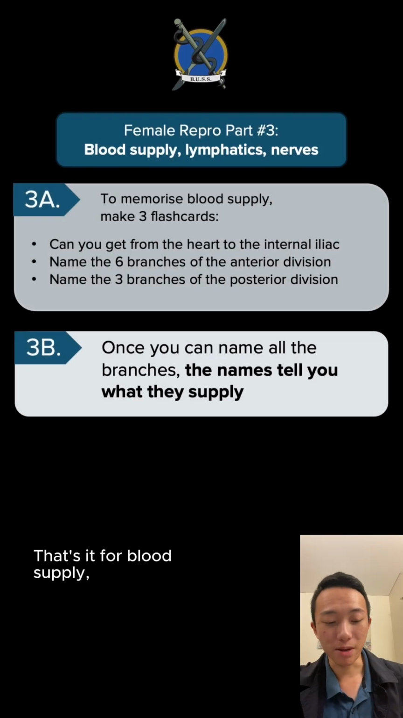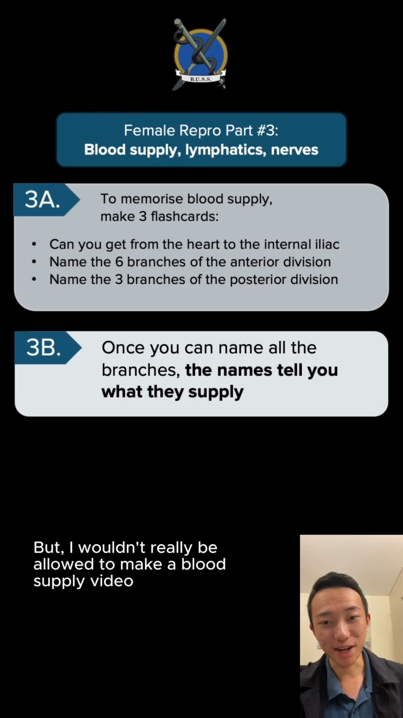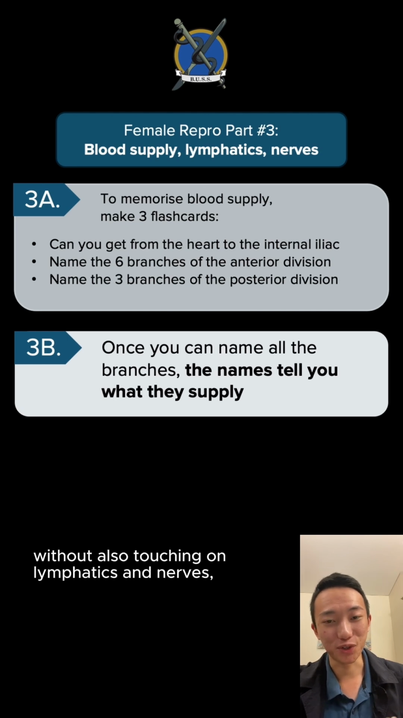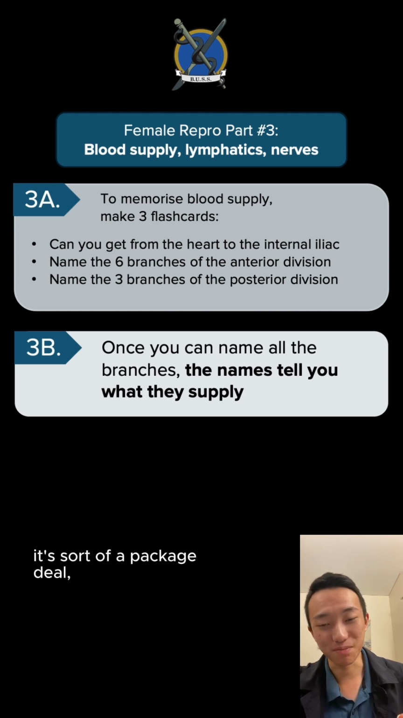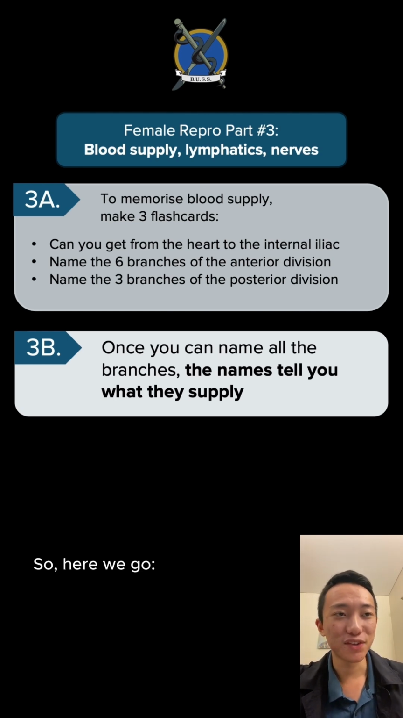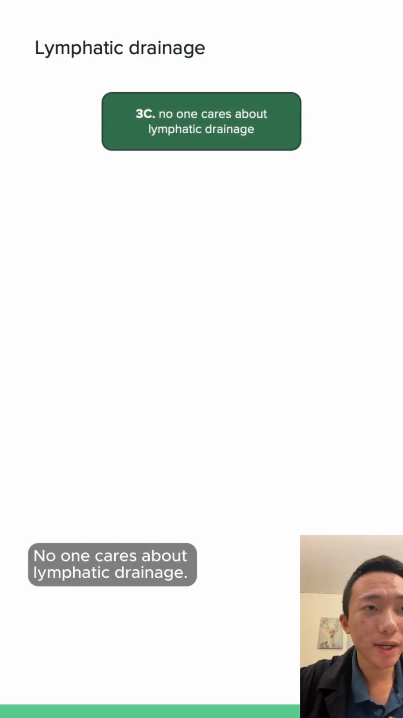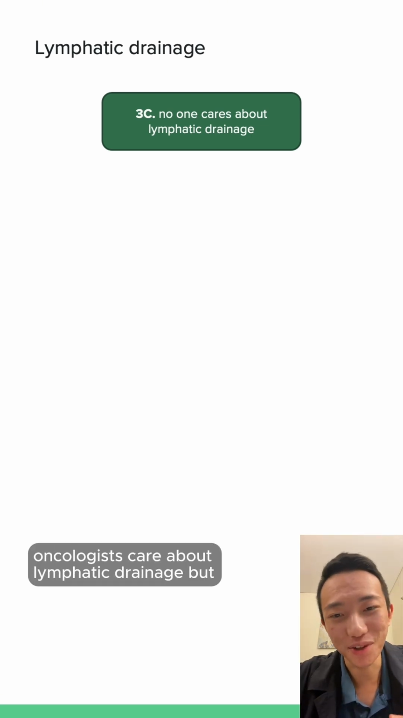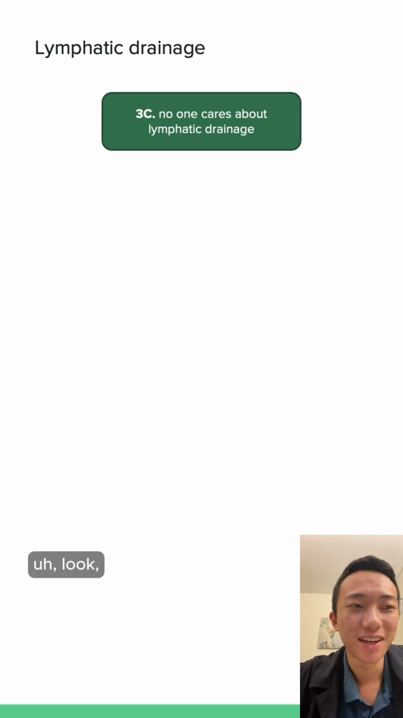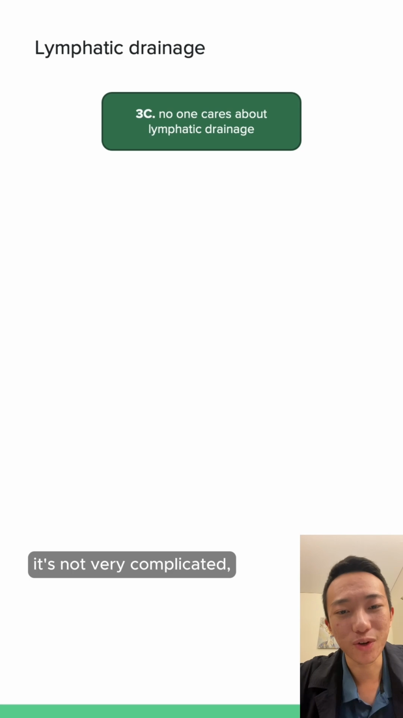That's it for blood supply, but I wouldn't really be allowed to make a blood supply video without also touching on lymphatics and nerves. It's sort of a package deal. So here we go. Revision point 3C. No one cares about lymphatic drainage. Okay, that's not entirely true. Oncologists care about lymphatic drainage, but look, it's not very complicated.